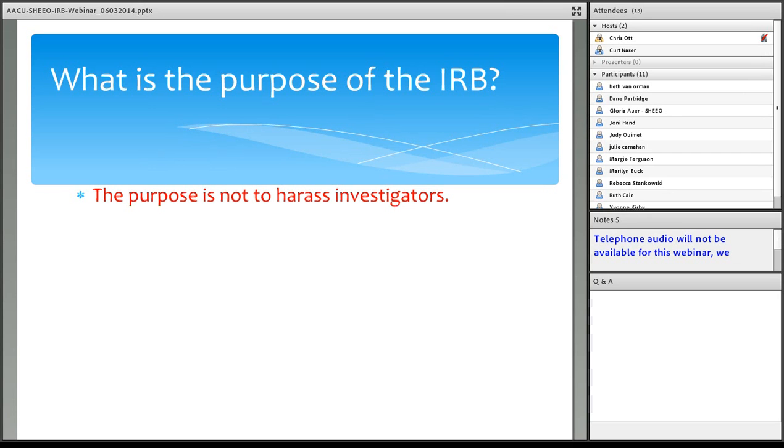Everything feeds into that. So it's important to be clear that that's really what the IRB is about. And anything that doesn't really contribute to that probably doesn't need to be going on. So why do IRBs exist?